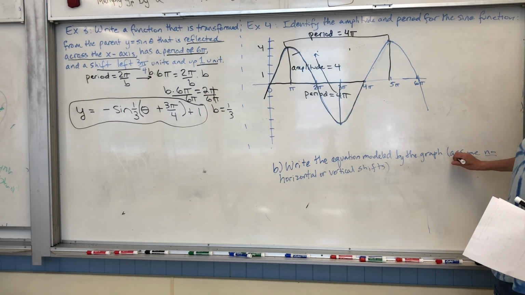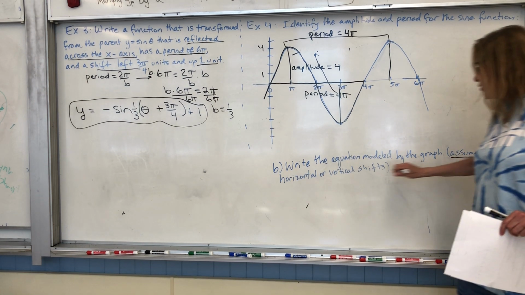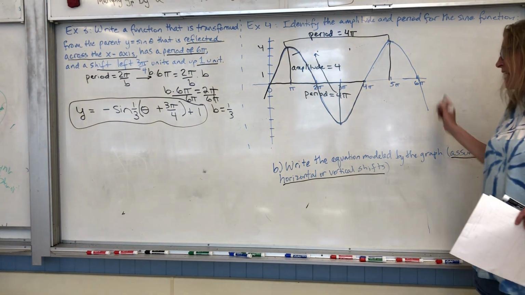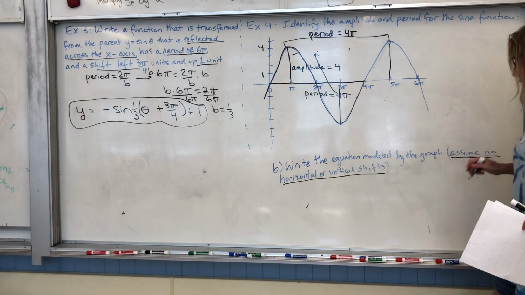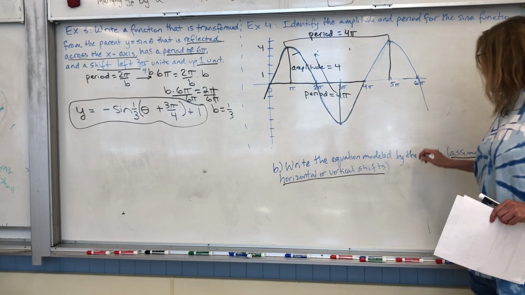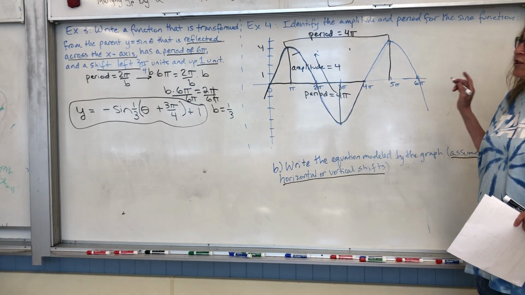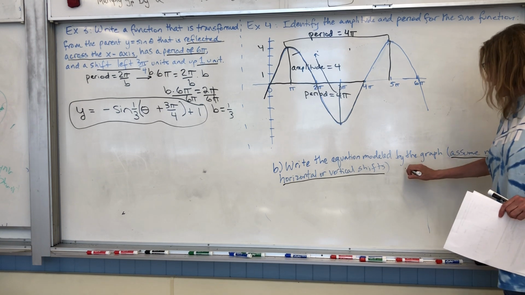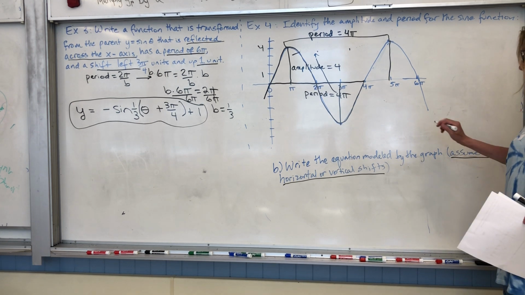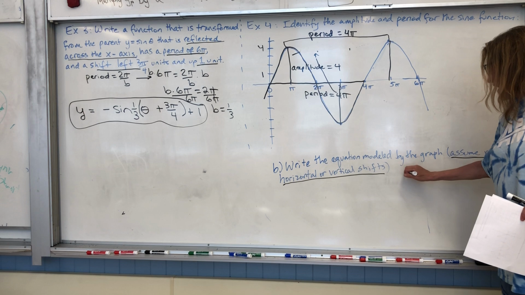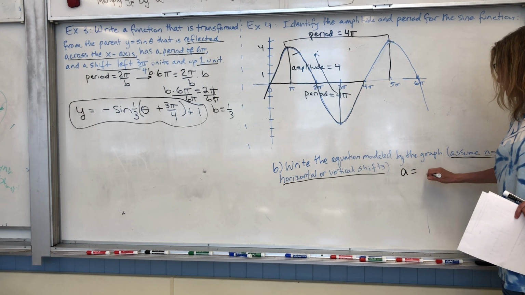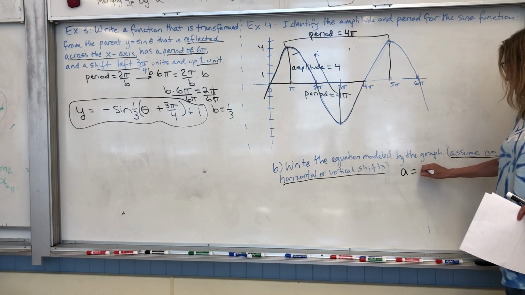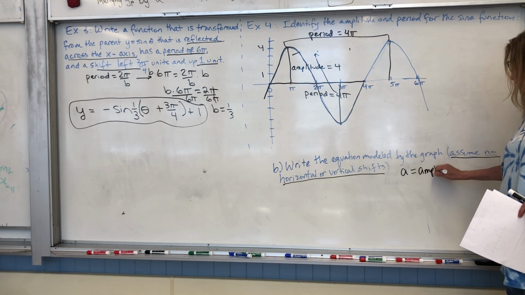Okay, so they want us to take this information and write an equation. Now, very important information here. They're saying assume there are no horizontal or vertical shifts, right? Because that would mess everything up. So I know that I'm just going to have an A and a B, right? No H or K here. So there's 2 things I need to know, right? I need to know what B is and what A is. Well, A is just the amplitude, right? So in this case, my amplitude, I can see, is 4.